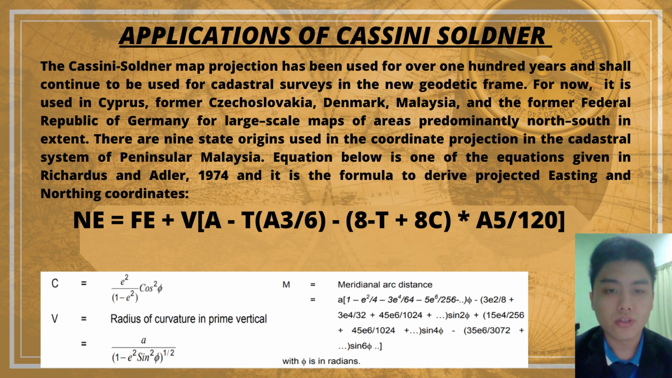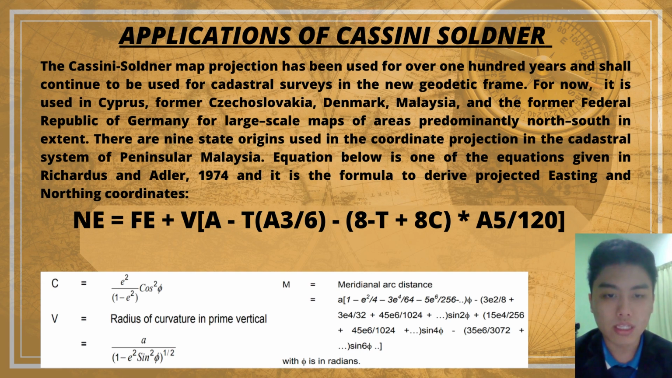Application of Cassini-Soldner. This projection has been used for over 100 years and shall continue to be used for cadastral surveys in the new geodetic frame. For now, it is used in Cyprus, former Czechoslovakia, Denmark, Malaysia, and the former Federal Republic of Germany for large-scale maps of areas predominantly north-south in extent. There are 9 state origins used in the coordinate projection in the cadastral system of Peninsular Malaysia.